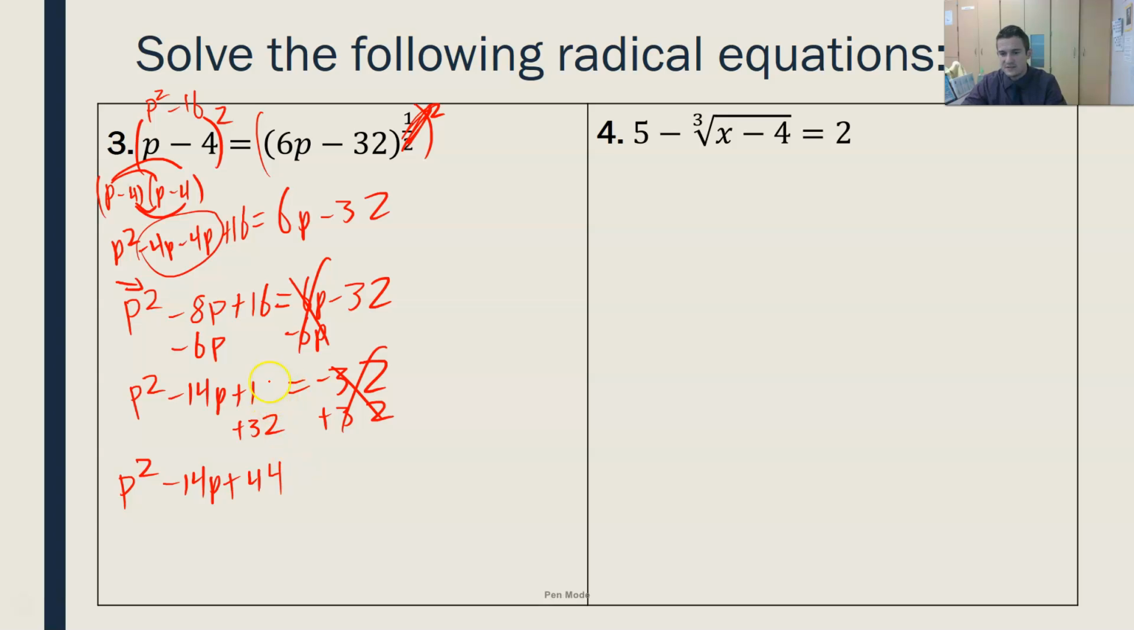44? Oh, this is supposed to be a 16. My apologies. 16 plus 32 is 48 equals 0. Thank you, Mr. Burrell, for catching my own mistake. So I have p squared minus 14p plus 48.